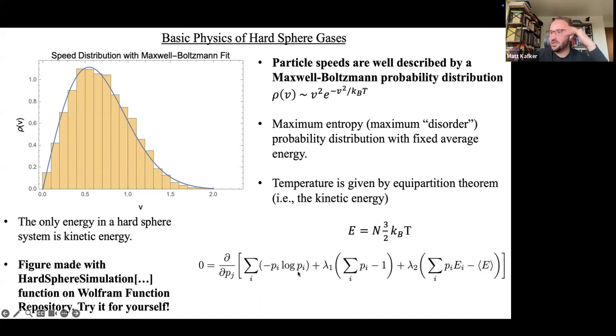So I have some probabilities p_i, which I want to assign to the various speeds that the particles could take. I calculate the entropy, which is like the disorder, by this formula here. And then I add some Lagrange multipliers. The distribution has to be normalized. And also there are some energies associated with these. And I want the average energy to be some fixed thing, expectation of E, which I provide. And if you minimize this, you get this probability distribution here, which you can see is a good fit for the histogram, which comes from a numerical simulation of a hard sphere system.